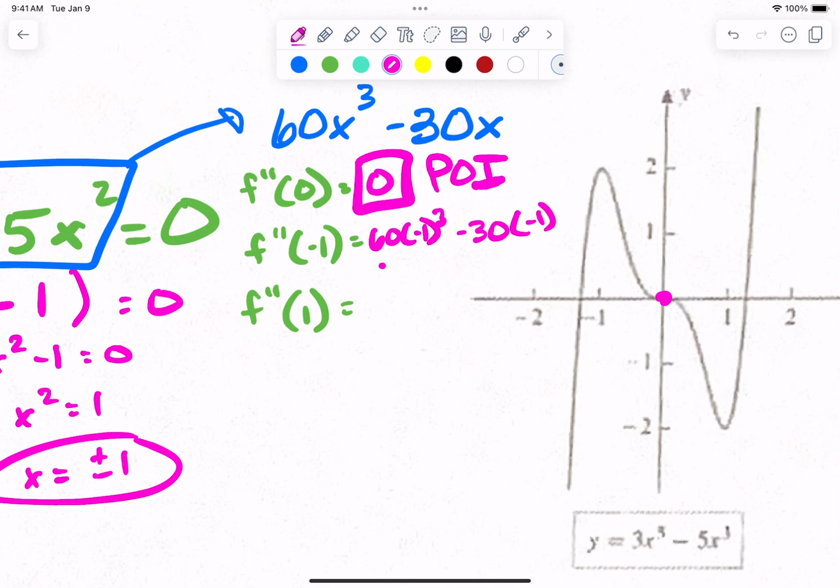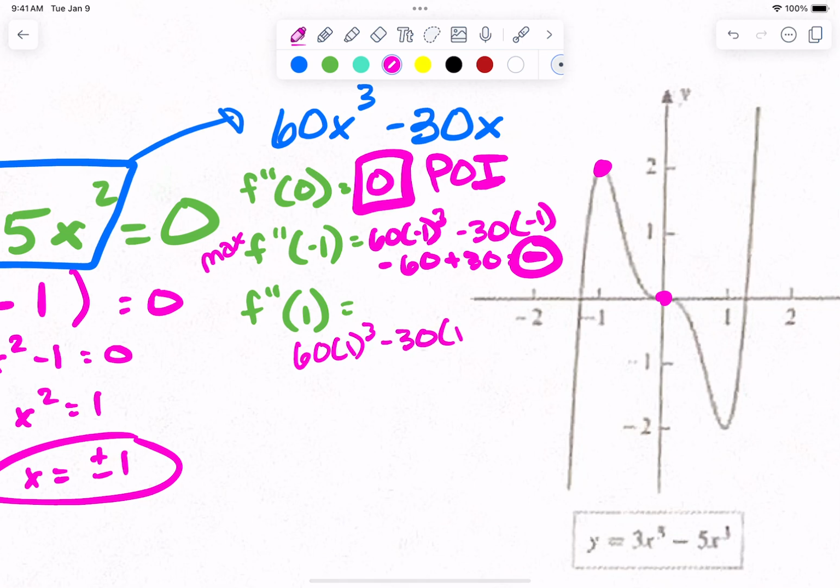So it's going to be negative. This is -60 plus 30, which is negative. He's negative, and negative means he has a maximum at -1. Is there a max at -1? Yes. You betcha. Okay. Now 1: 60 times 1 cubed minus 30 times 1. He is 60 minus 30, which is a positive number, and positive means he's going to be a min. Do I have a min at 1? Yes. So, we did it right.